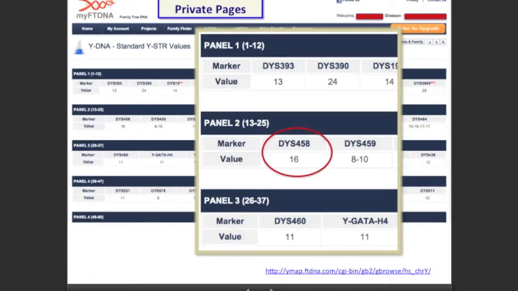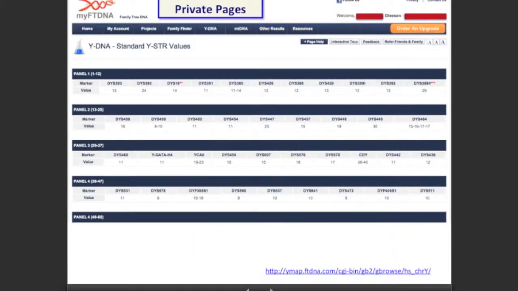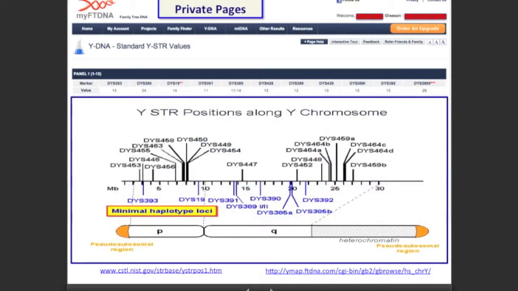Now, just remember DYS 458, and I have a value of 16 on DYS 458. What does it actually mean, these markers? The way I like to visualize it, it's as if the Y chromosome is turned on its side, and all of these are the markers along its length. So what we're looking at is the Y chromosome on its side, and the various markers located along the length of the Y chromosome are represented in this row here. And then the value for each of those markers is represented immediately below that.